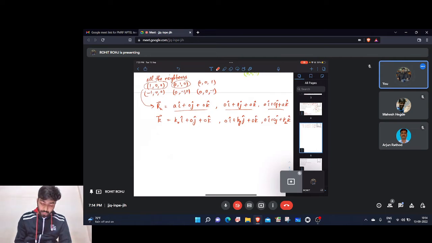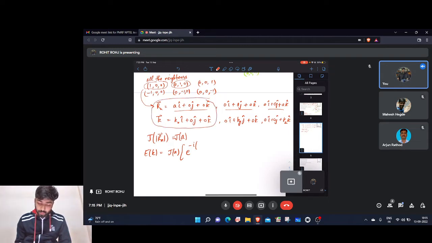Okay, and J of Rn in this case would be, since we are talking about nearest neighbors and all those neighbors are placed at distance a, so it becomes J of a. So J of a is a constant quantity, comes outside, and we have a summation which runs over all the exponents. Now the first one, k dot r, becomes kx i cap plus 0 j cap plus 0 k cap dot a i cap plus 0 j cap plus 0 k cap. So i dot i becomes 1, kx and a, only the first term survives and the rest of the terms cancel out.